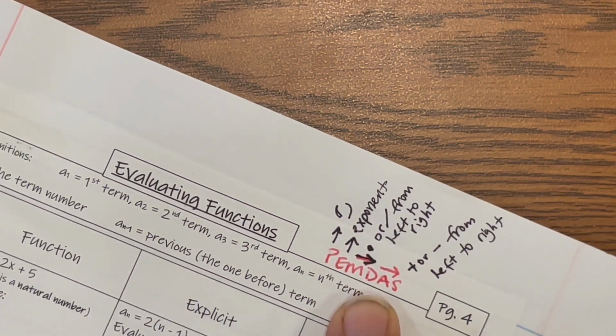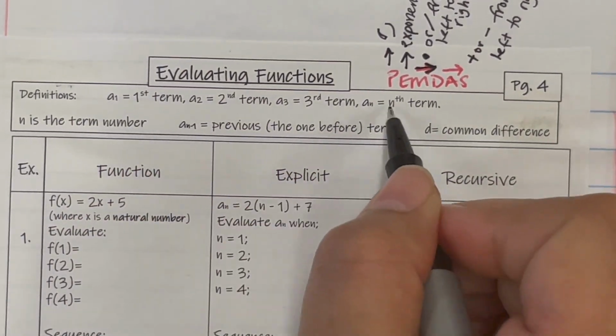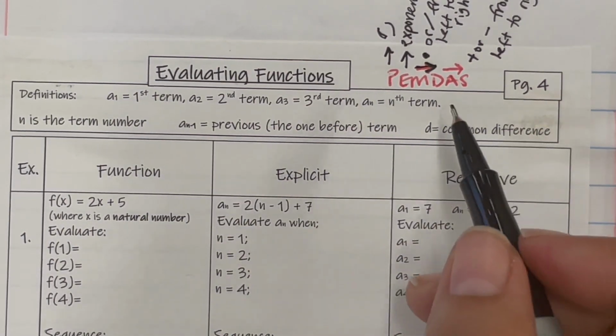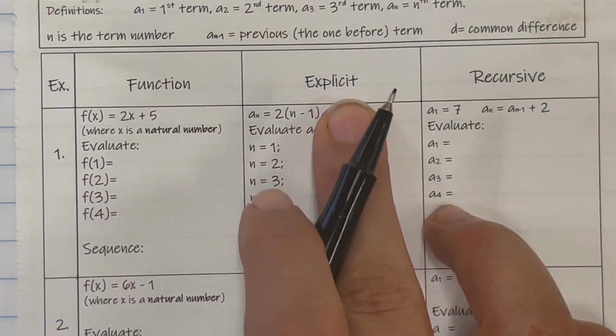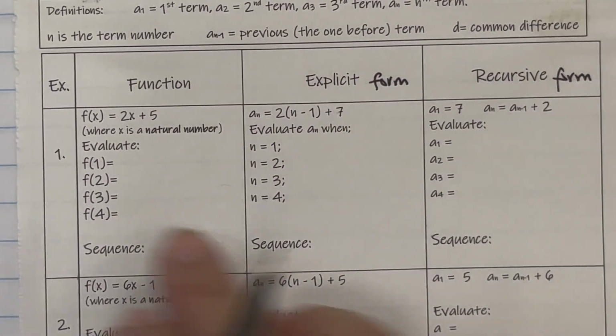Let's look at some definitions. So we have a sub 1, that's how you read that, is the first term. A sub 2 is the second. A sub 3 is the third, and so forth. N is a term number. A sub n minus 1 is a term before, and d is a common difference. So we're going to look at three different things: functions, explicit form, and recursive form.